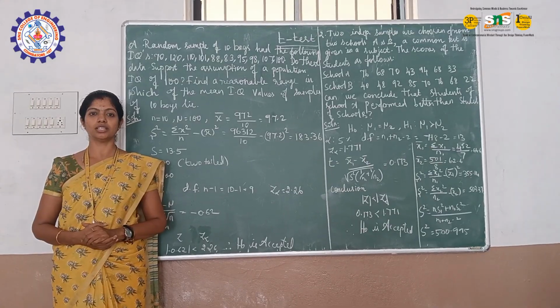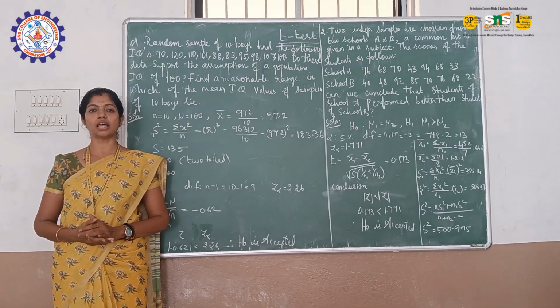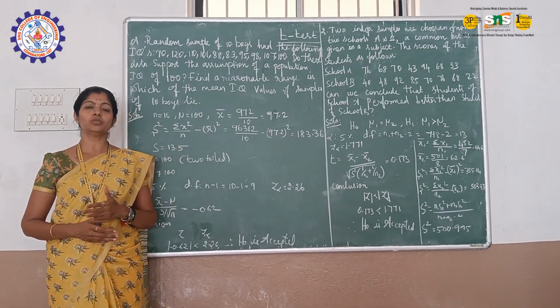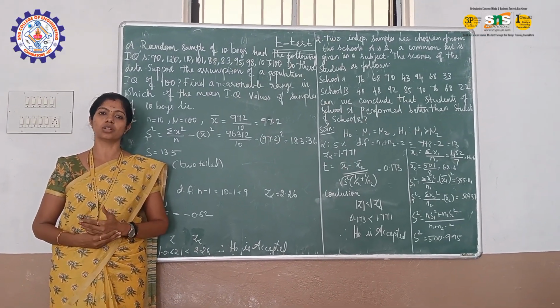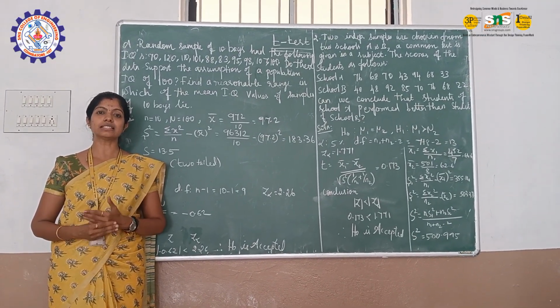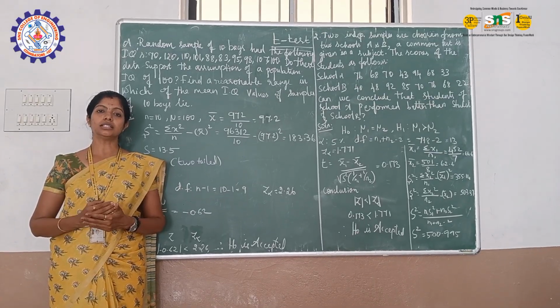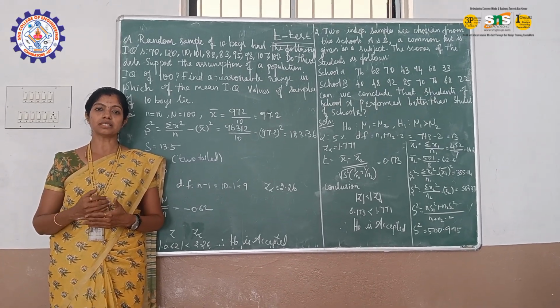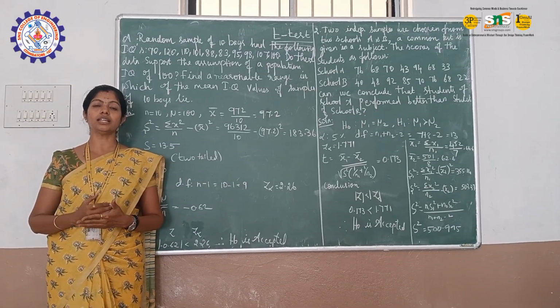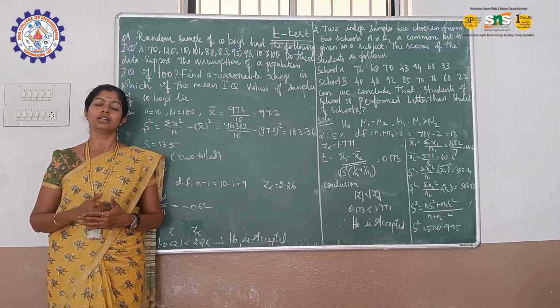Today we are going to see testing of hypothesis. In this I am going to take the t-test. Before entering into the t-test, we should know what is a large sample and what is a small sample. If you have a sample size of 30 and above, that is your large sample. If you have a sample size of 29 and below, you have to go for small samples.